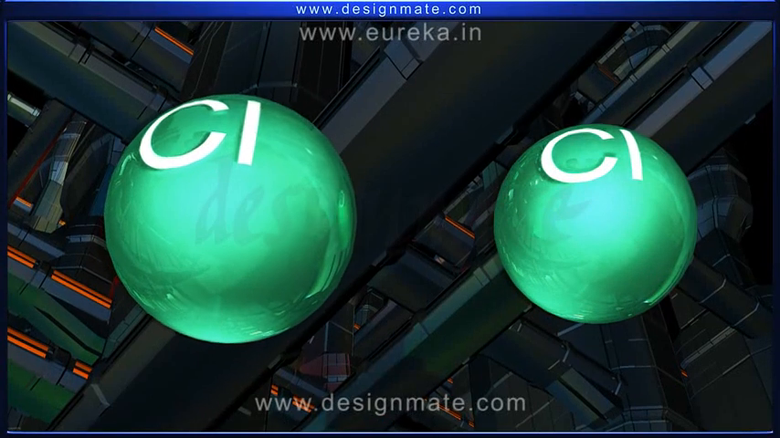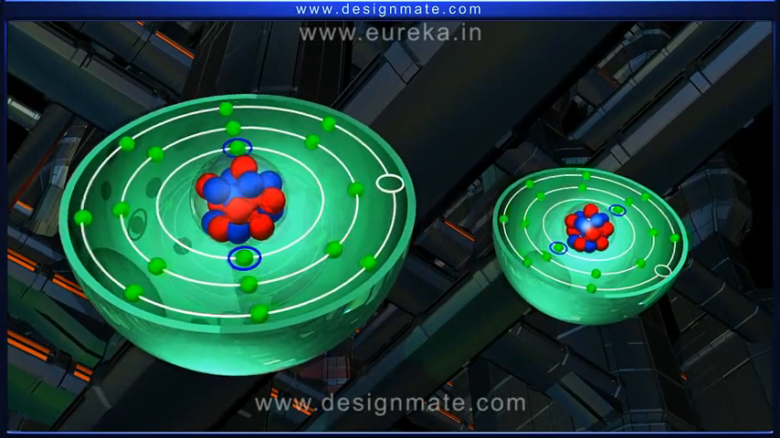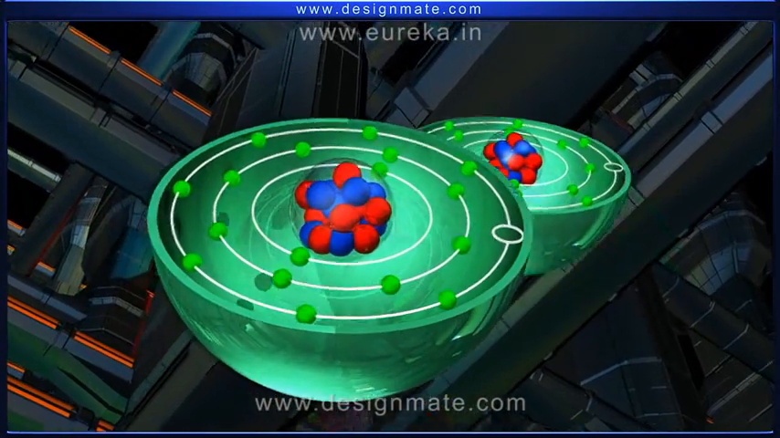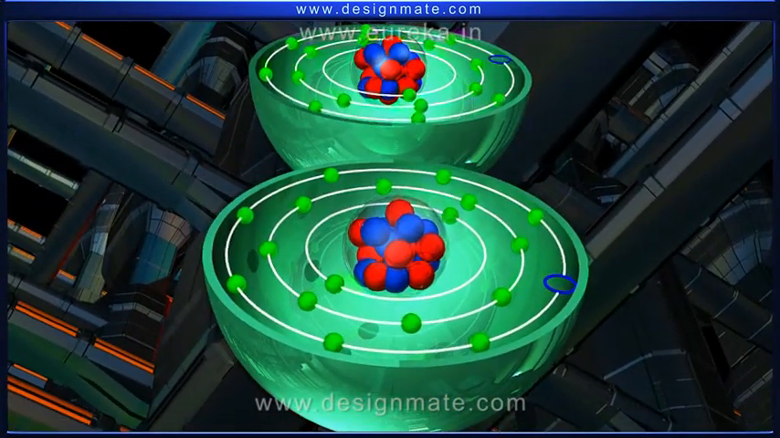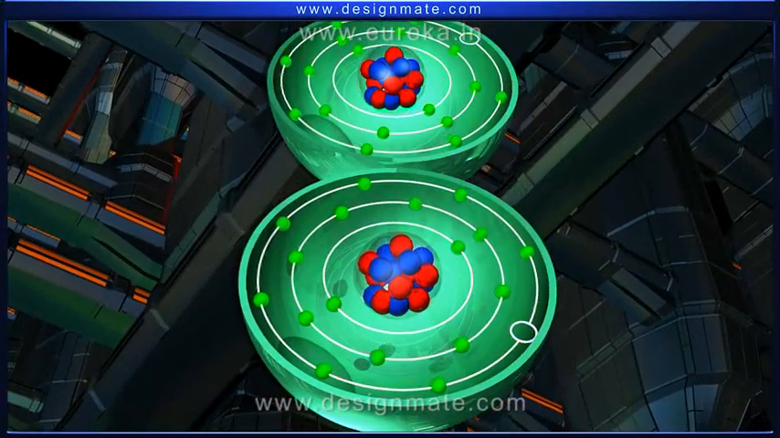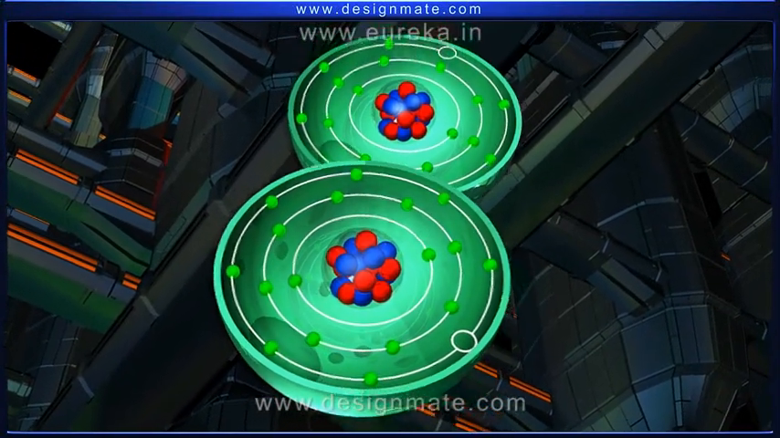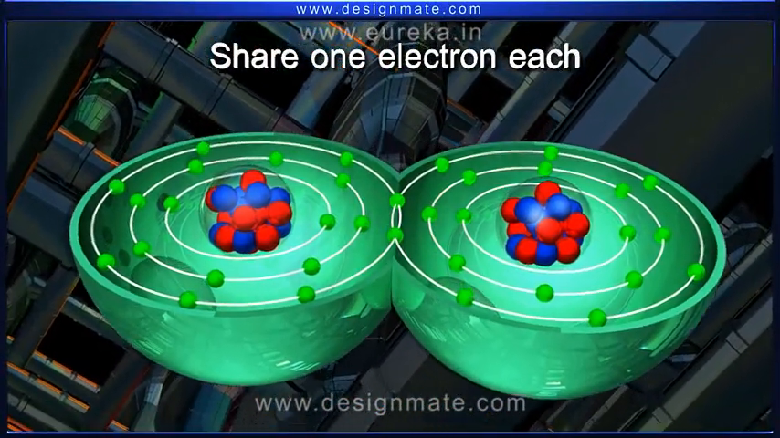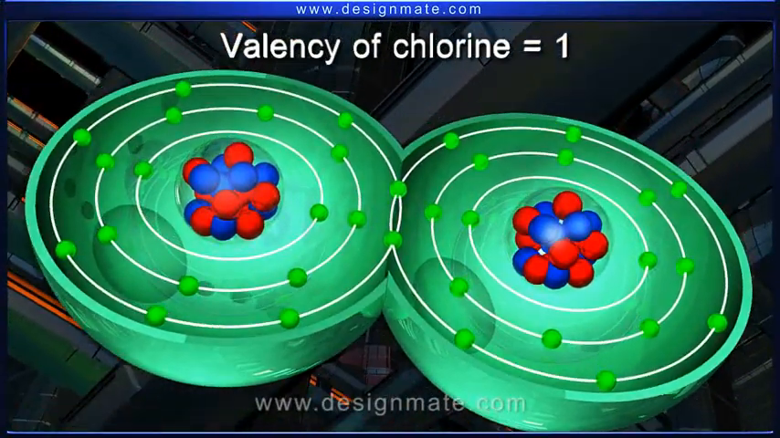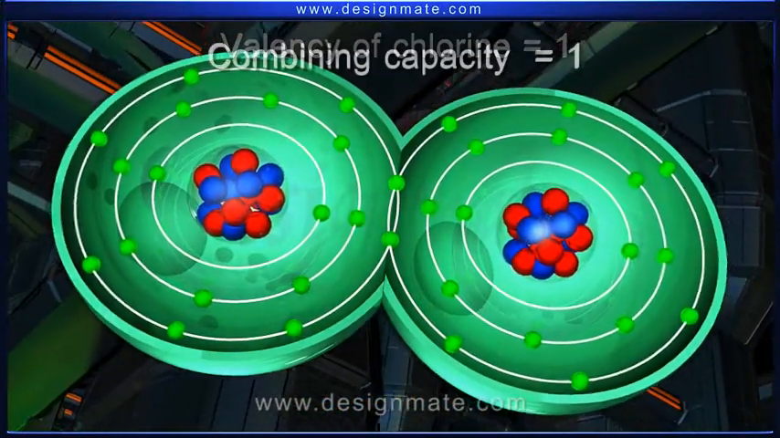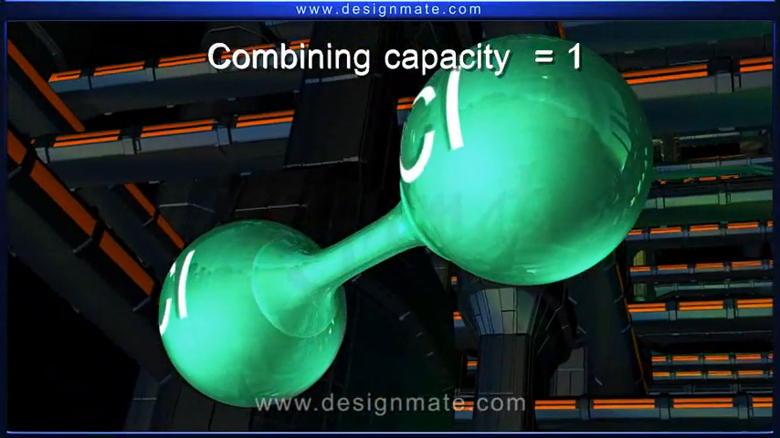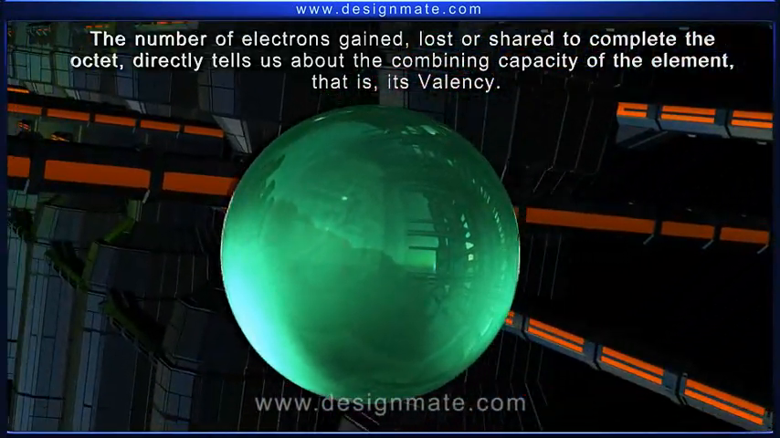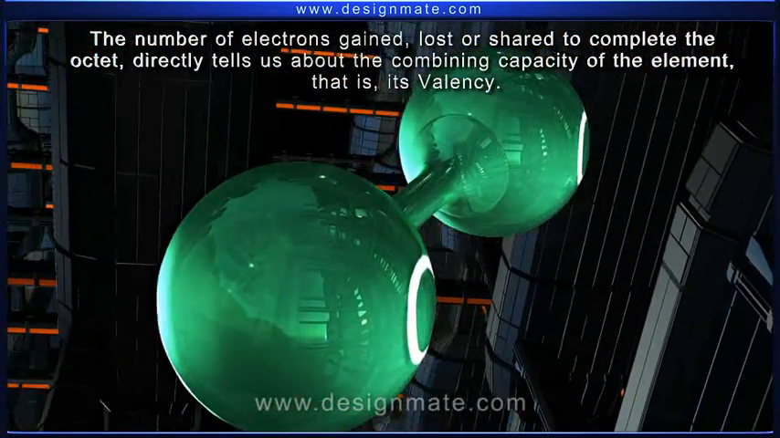On the other hand, consider 2 chlorine atoms having electronic configuration 2, 8, 7, approaching each other. As you can see, each chlorine atom needs 1 electron to complete its octet. In this case, instead of gaining or losing electrons, both the chlorine atoms share 1 electron each. Hence, the valency of both the chlorine atoms in a chlorine molecule is 1, as their combining capacity is 1. Thus, the number of electrons gained, lost, or shared to complete the octet directly tells us about the combining capacity of the element, that is, its valency.